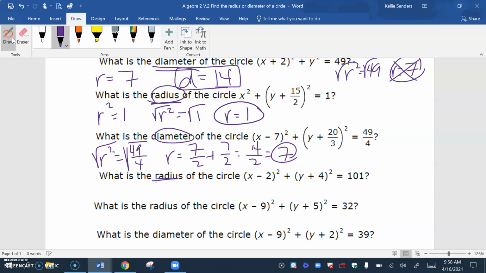So we're looking for radius. R squared equals 101. So if you take the square root and you take the square root, then r equals the square root of 101. Because 101 does not break down, it does not simplify, it does not reduce or anything like that. So we're looking for the radius. We have the radius, so the radius is the square root of 101.